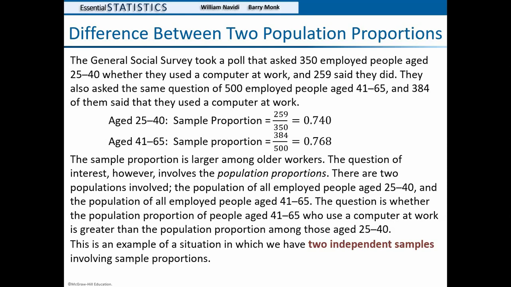There are two populations involved. The population of all employed people aged 25 to 40, and the population of all employed people aged 41 to 65. The question that we're concerned with is whether the population proportion of people aged 41 to 65 who use a computer at work is greater than the population proportion among those aged 25 to 40. So this is an example of a situation where we have two independent samples involving sample proportions, two different age groups, and we're asking somewhat the same question.